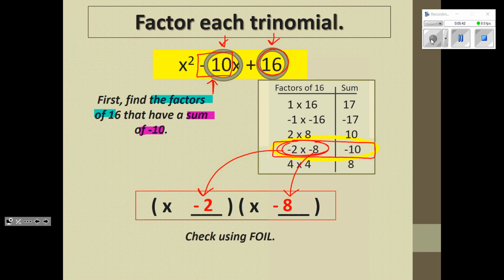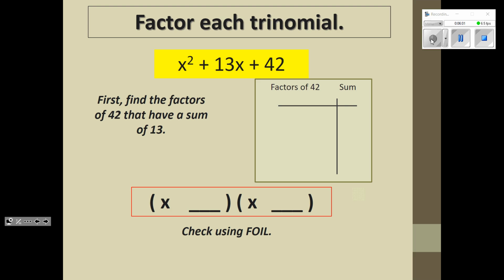If we use FOIL to check, x times x is x squared. We have negative 2x and negative 8x. That's where they add together to get that negative 10x. And then you multiply and get positive 16. So it checks.